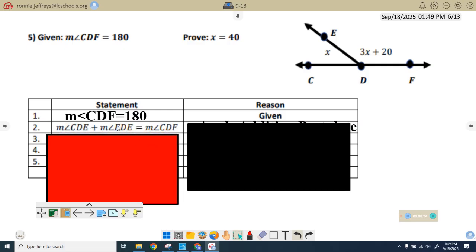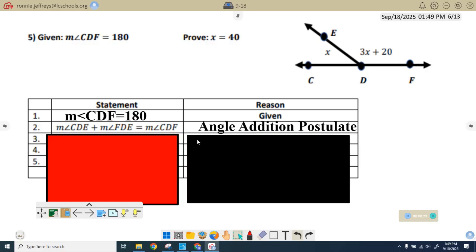So this angle plus this angle is this angle. That should be the angle addition postulate.